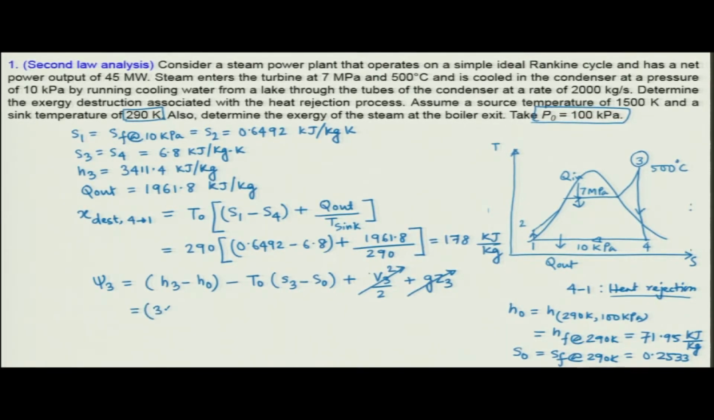So, H 3 is 3411.4, H naught is 71.95, minus T naught is 290 times S 3 is 6.8 and S naught is 0.2533. So, you calculate this as 1440.9 kilojoule per kg. So, that is the exergy of the steam at the boiler exit. So, now I will move to the next problem.